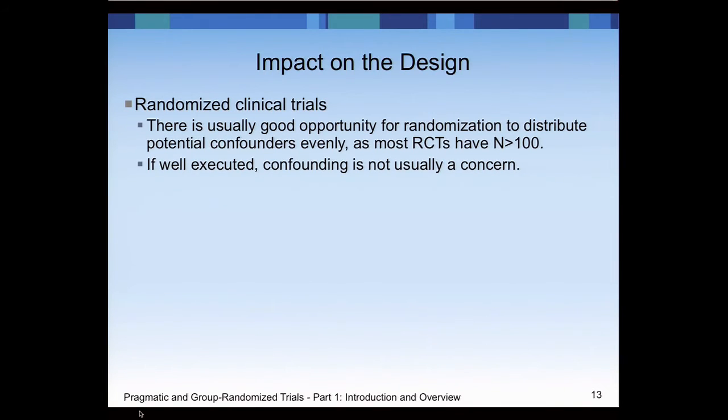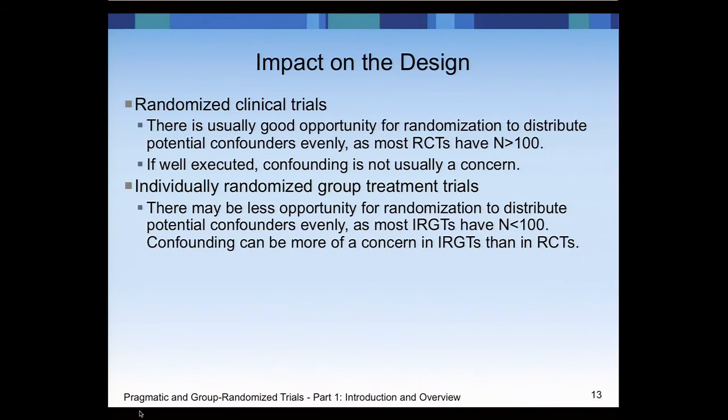What's the impact on the design of the distinguishing characteristics that I showed you? Well, in randomized clinical trials, there's usually good opportunity for randomization to distribute potential sources of confounding evenly. And that's because we have the law of large numbers working for us. If we've got hundreds of participants that we're randomizing, or thousands, then we can be pretty relaxed that most of the potential sources of confounding will be distributed evenly. And confounding is not usually a concern.